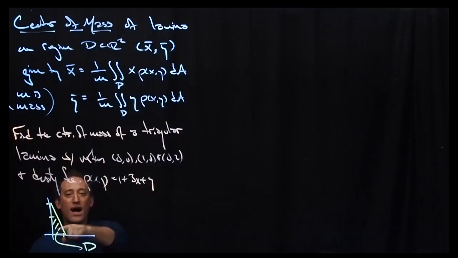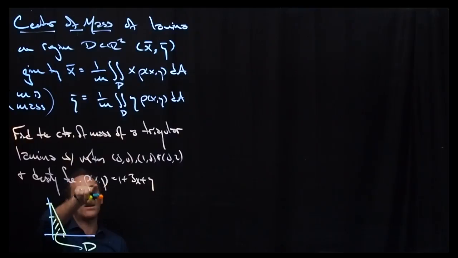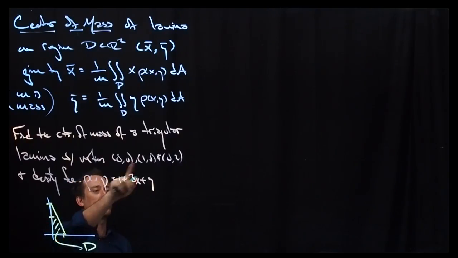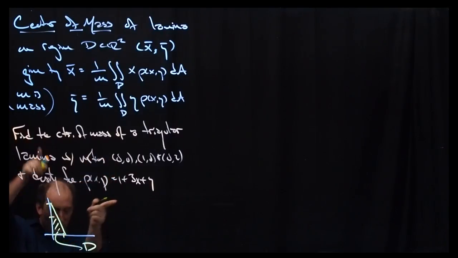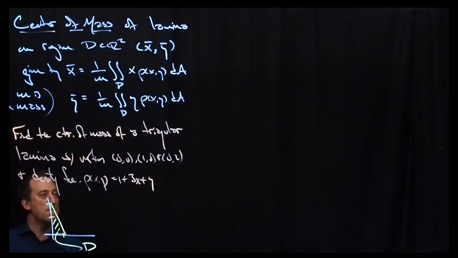Rho of xy tells me what the density is as x and y vary. So for example, the density of this thing at 0, 0 is 1 plus 0 plus 0, namely 1. At the edge here, 1, 0, the density will be 1 plus 3 times 1, 4, plus 0, or 4. So it gets more dense as we move out.